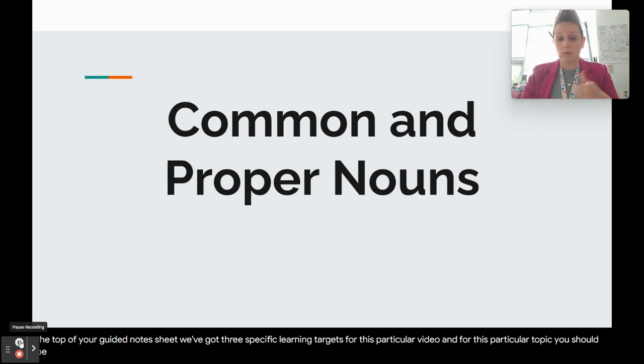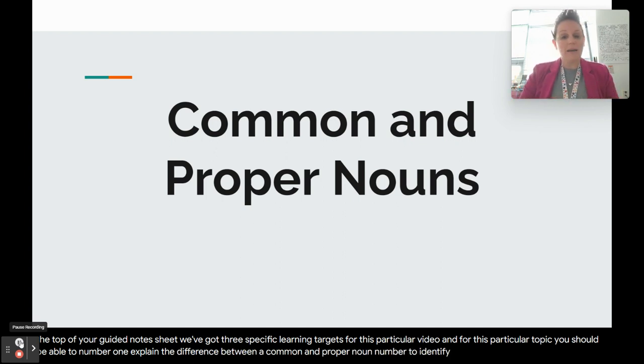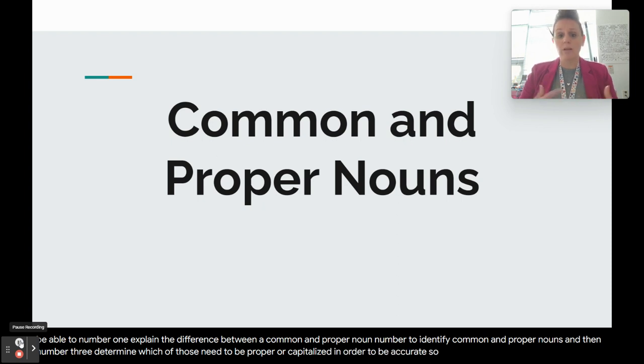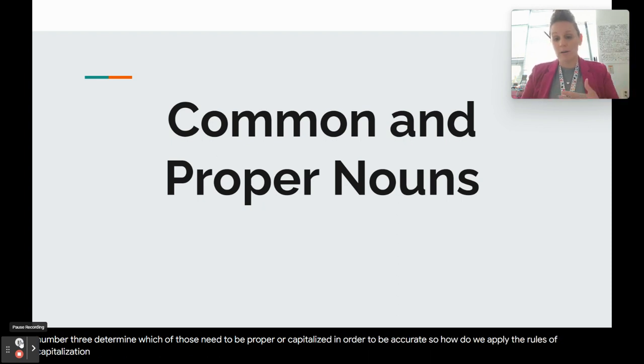You should be able to, number 1, explain the difference between a common and proper noun. Number 2, identify common and proper nouns. And then number 3, determine which of those need to be proper or capitalized in order to be accurate. So how do we apply the rules of capitalization to common and proper nouns?